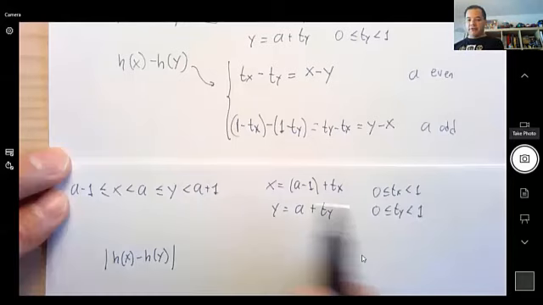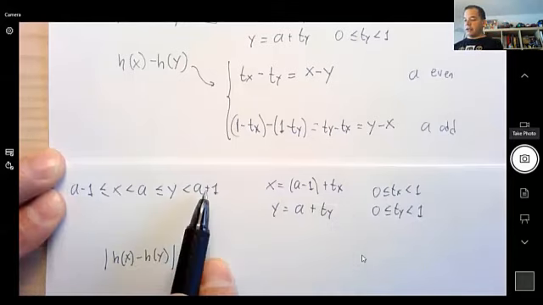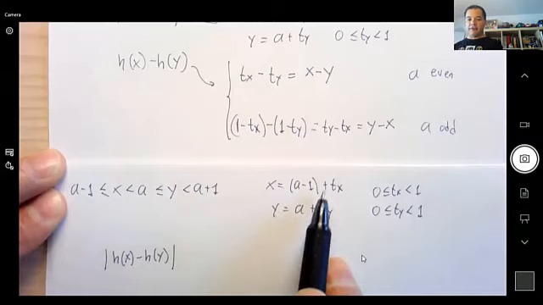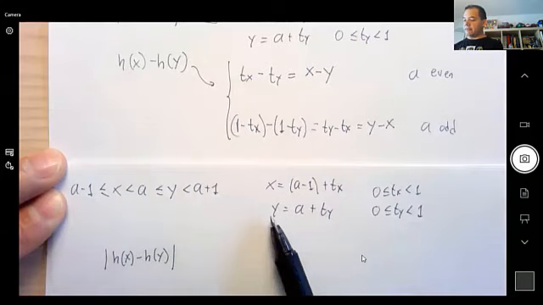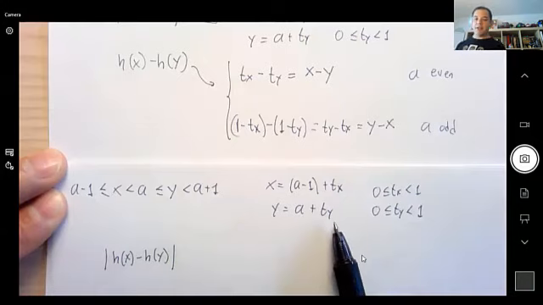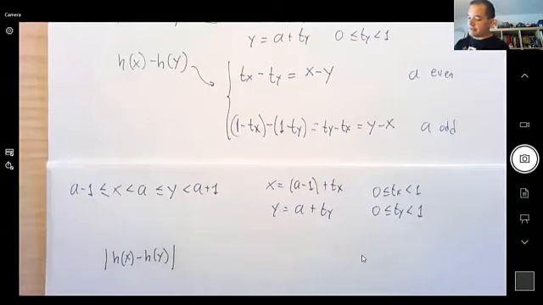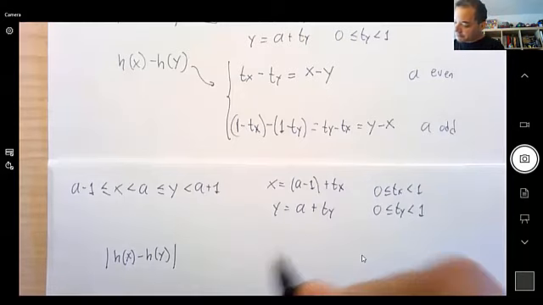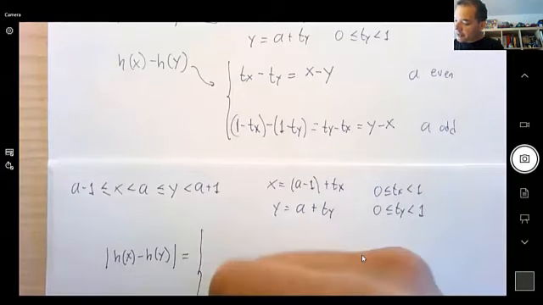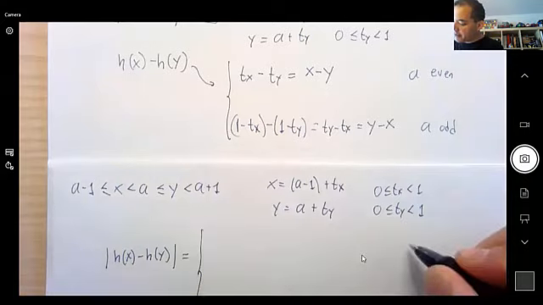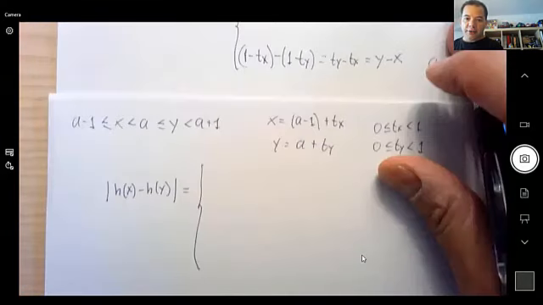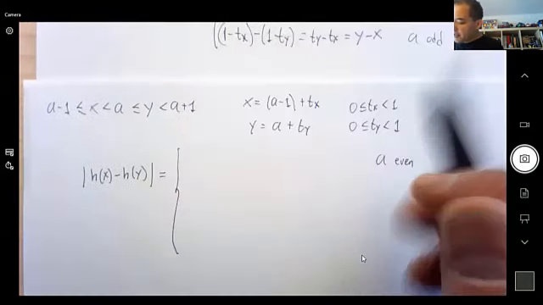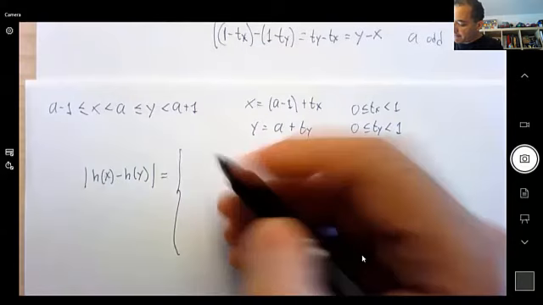This is what we have, I just copied our assumptions here. x, I'm writing as its integer part plus a little something, and y is its integer part plus a little something. So let's now try to calculate this difference. There are two cases, where a is even and where a is odd. Let's do the case when a is even first. When a is even, h of x is going to be tx.